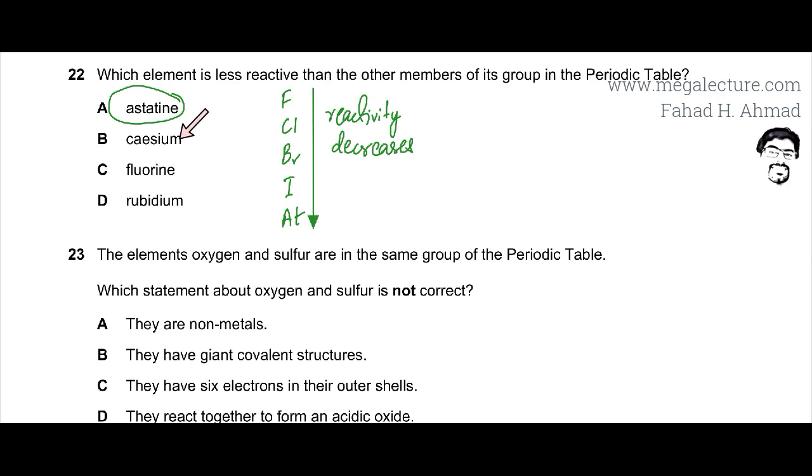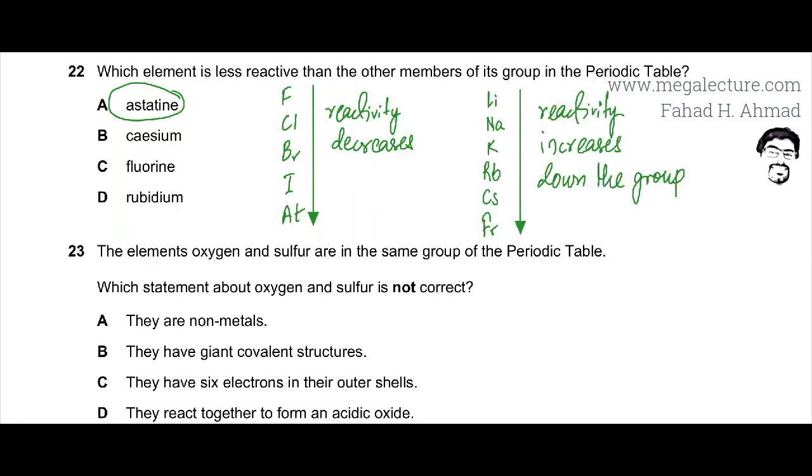Let's also look at caesium and rubidium. Here are the group 1 metals. Now for metals, because they need to lose electrons, it's actually the bigger atoms that are the more reactive ones that easily lose electrons. So reactivity in metals tends to increase down the group. So lower down, the metals become more reactive. So you have rubidium and caesium. The least reactive one would be lithium.